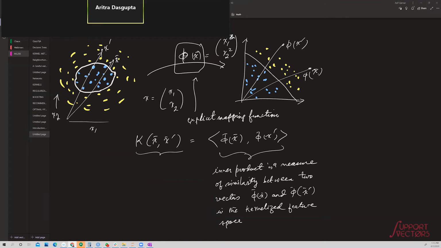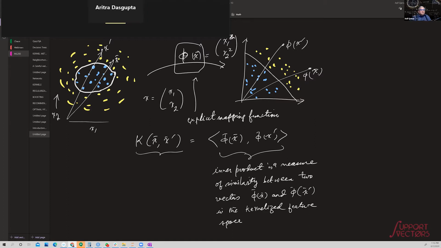So if you can see a circular boundary like that, like you had put phi of x is a vector x1 squared and x2 squared, right? But in cases where we cannot find an explicit boundary like that, then how do I find this kernel function?